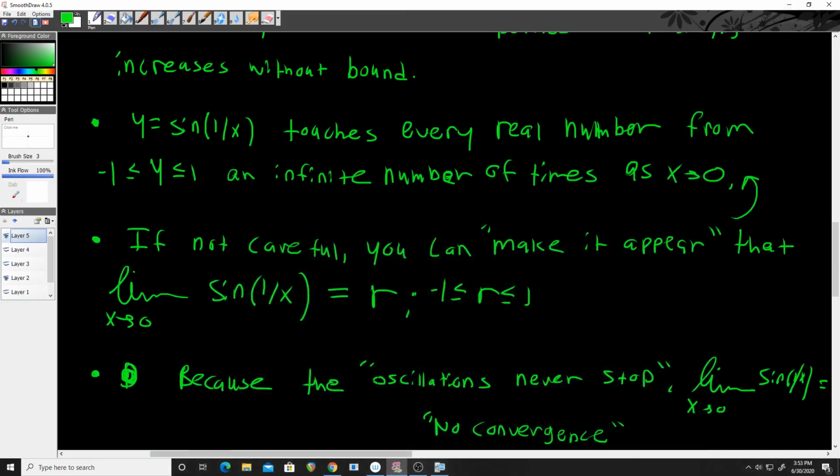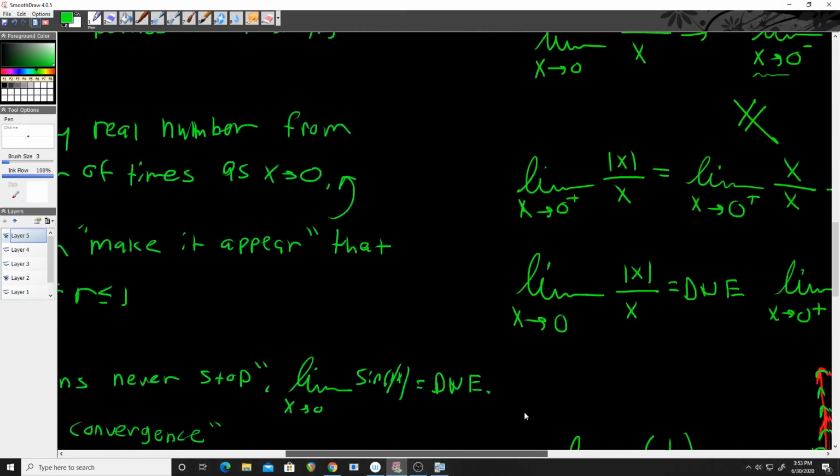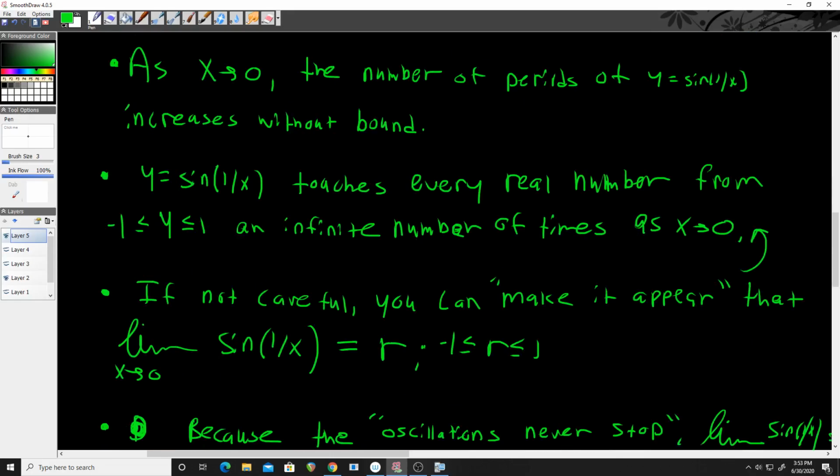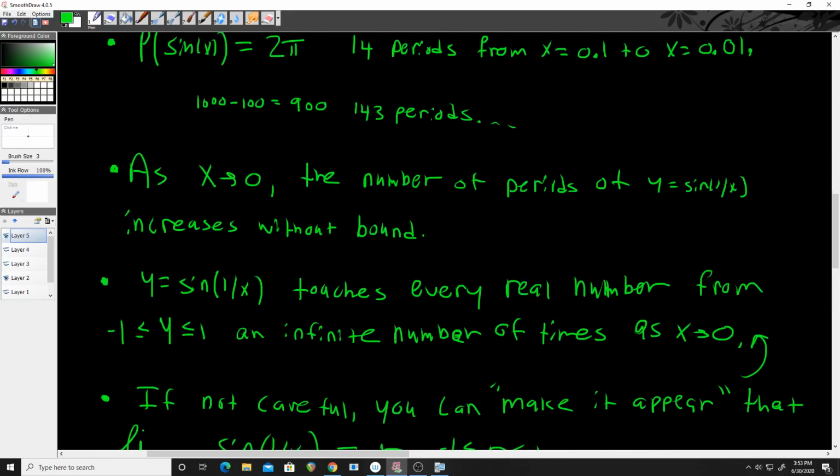Great. So I think we've covered in pretty good detail basically every reason why a limit can't exist. Awesome. All right.